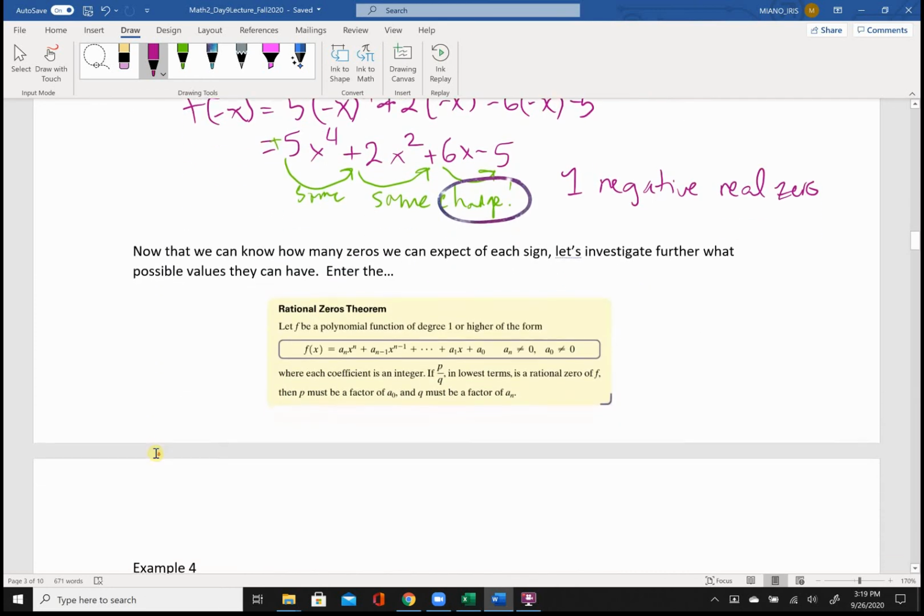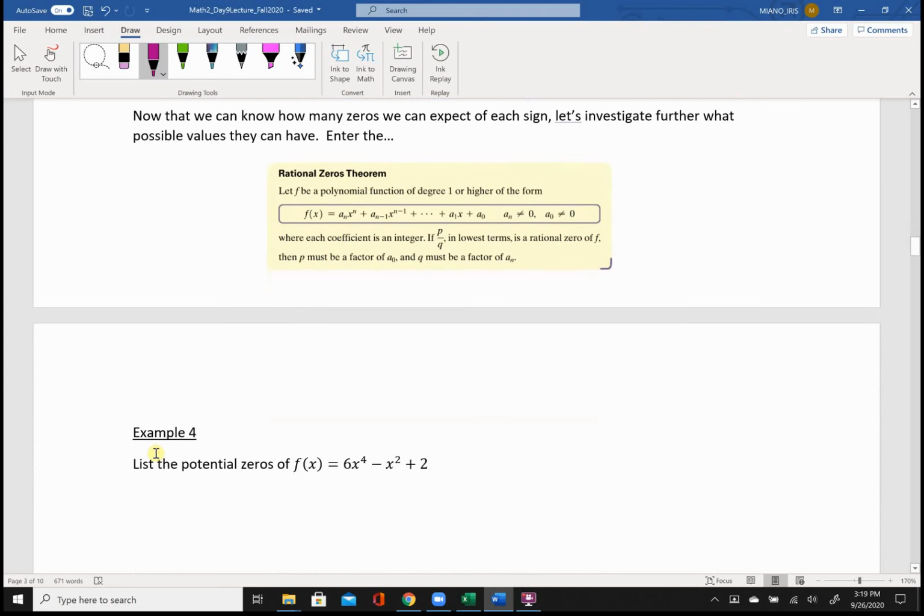All right, now that tells us how many zeros we can expect at most, and what number of them are positive and negative. Let's get a little deeper into this analysis with the rational zeros theorem, which will tell us what all of the possible values are for our zeros. Now, it's not going to tell you exactly which one of them are zeros, but among all of these possibilities, you will find your zeros in the list that we're about to create using this theorem.